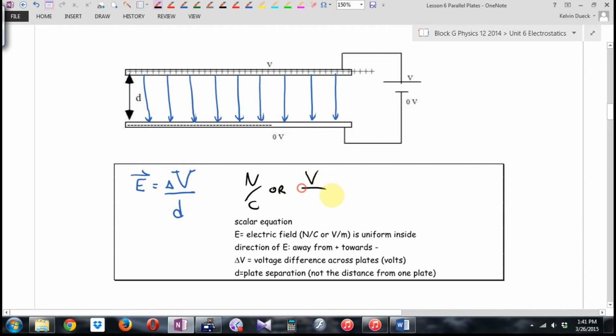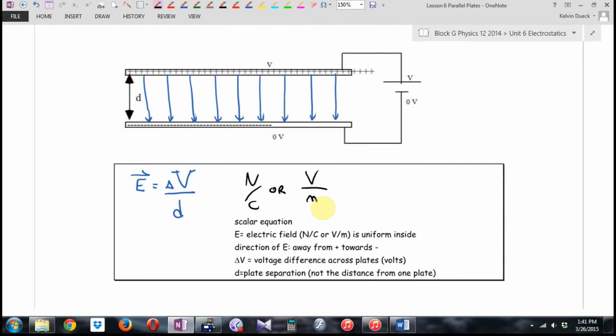Volts per meter. Remember when I talked about gravitational field, I said gravitational field had two units, newtons per kilogram or meters per second squared. And when I brought in an electric field of newtons per coulomb, I said there's another way to measure it too. This is the other way to measure it. It's volts per meter. This is also, though, going to be a problem.